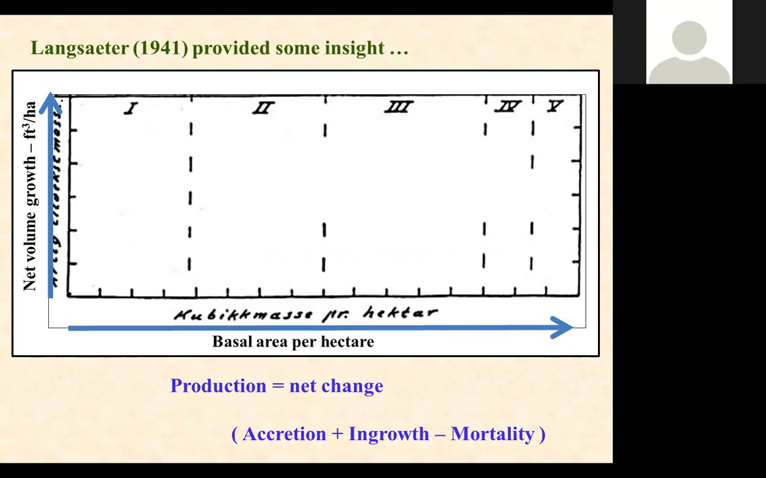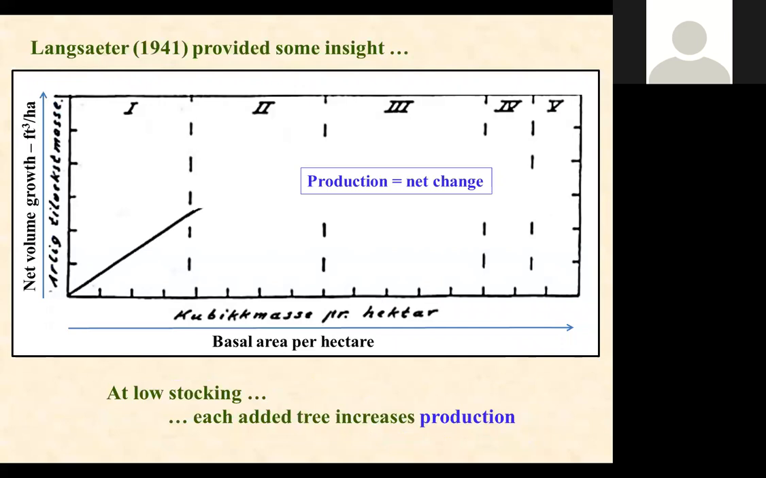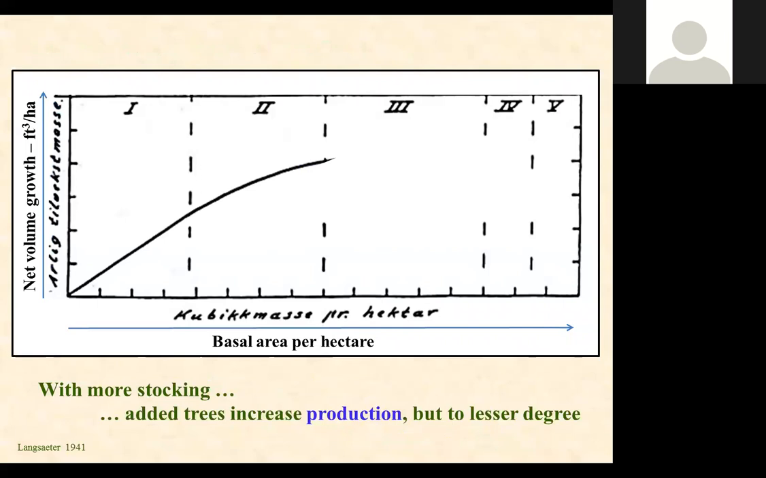So Langsaeter separated his hypothesis into five zones here. In the first zone, if you think about starting at the left with no basal area, and then go from plot to plot and increase by a little bit and a little bit, production is increasing rapidly in quite a linear fashion. So every tree you add or leave behind increases production to a noticeable degree. When you reach zone two with stocking, then we begin to see some intertree competition. And as that intertree competition increases, the addition by growth on an individual tree begins to decrease, and hence the volume increases at a slower rate.